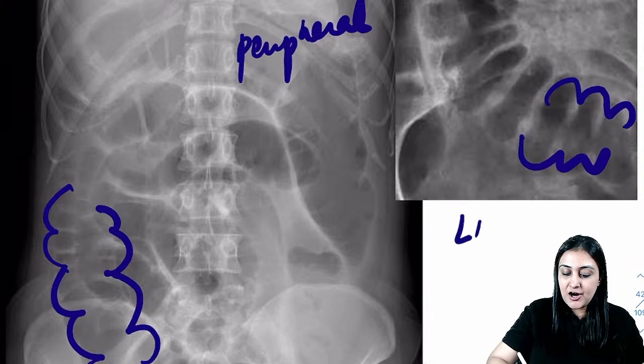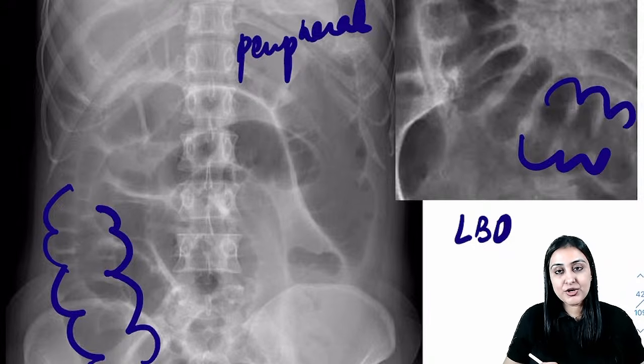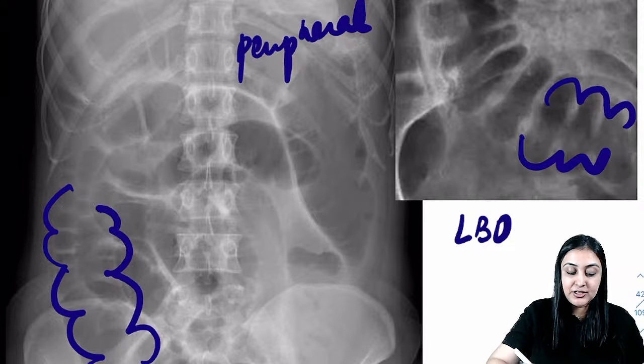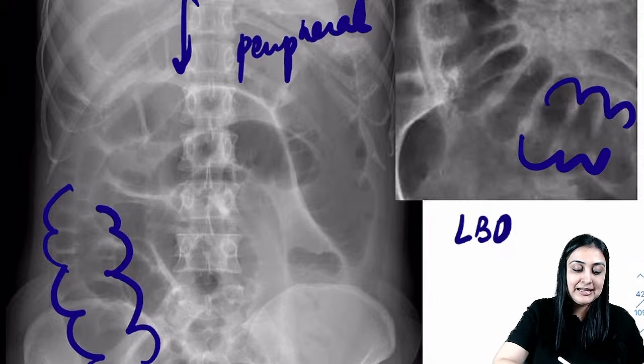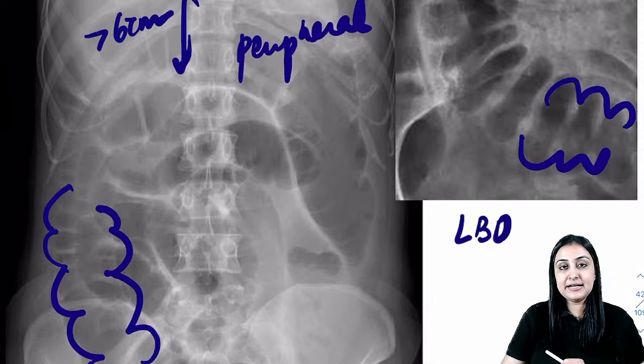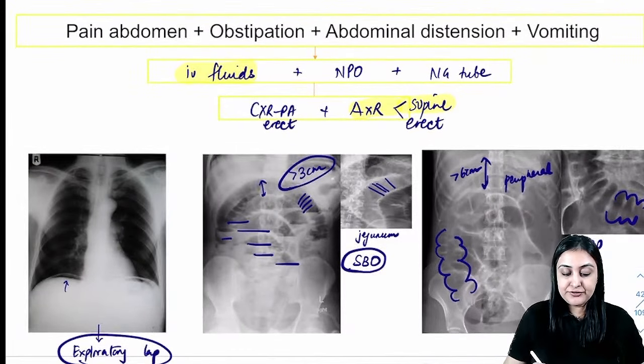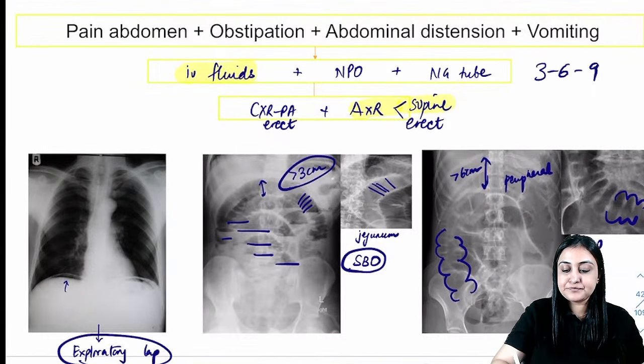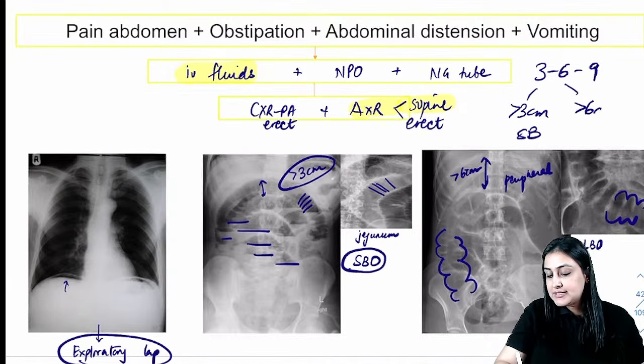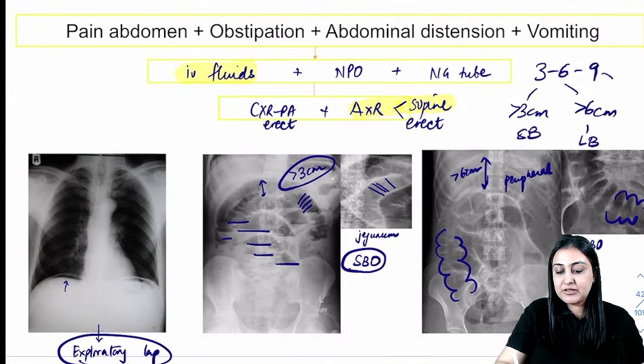This is large bowel obstruction because I'm seeing haustrations. How much diameter do I want to say large bowel is dilated? More than 6 centimeters. So remember the rule of 3, 6, 9. More than 3 centimeters, small bowel. More than 6 centimeters, large bowel. More than 9 centimeters, cecum.